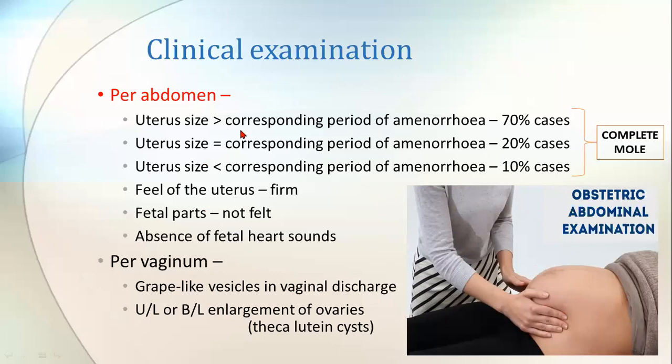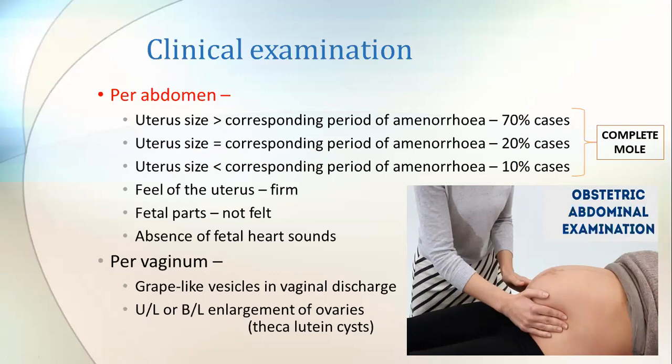Normally what happens is, because of the accumulation of vesicles, blood clots, and concealed blood, in maximum 70% of the cases the uterine size is more than corresponding to the period of amenorrhea. But sometimes the patient will not have any follow-up or checkups regarding the obstetric condition, and suddenly she will be expelling some of the products at home itself. So when she comes to the hospital, the uterus size may be equal to or less than the period of amenorrhea in almost 10 to 20% of the cases.